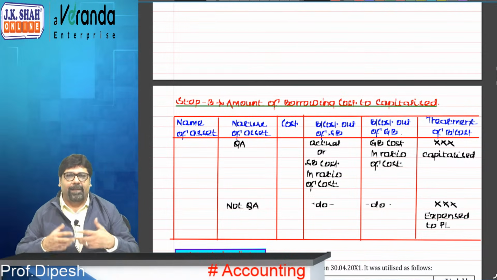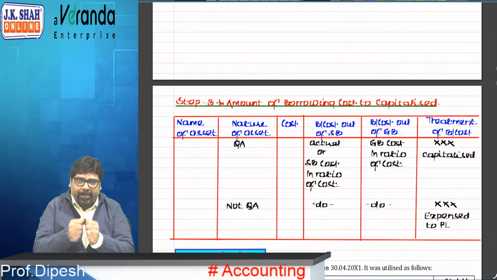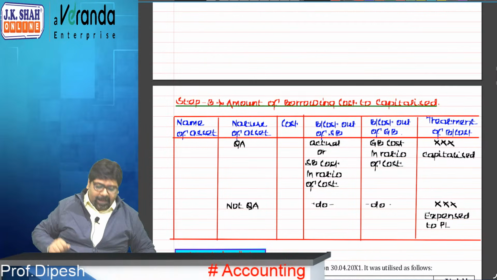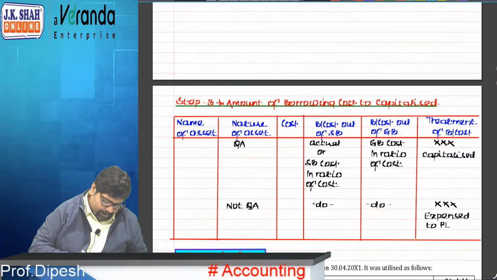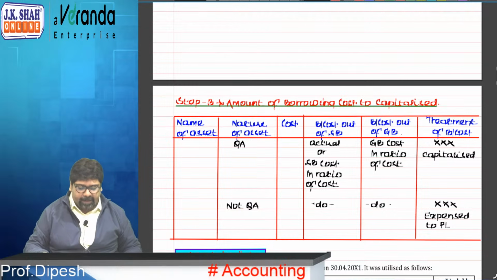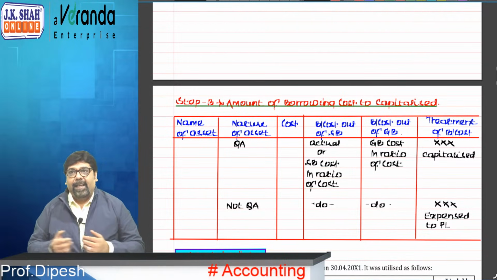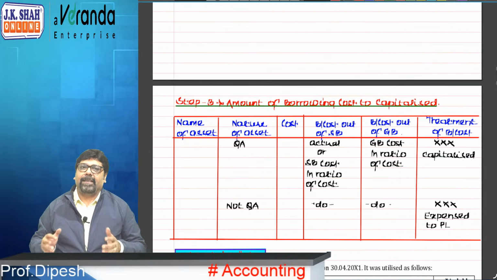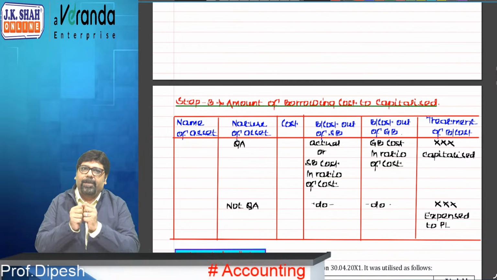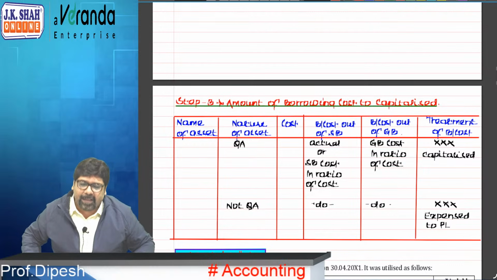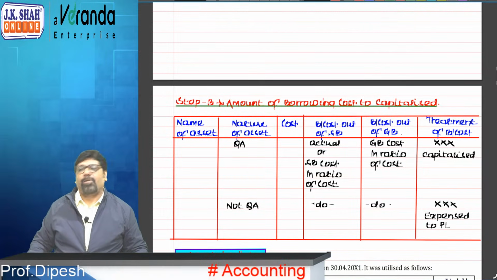If there are more than one asset, general borrowing cost should also be spread on all the assets in the ratio. That will give treatment of borrowing cost. On qualifying asset, it is capitalized. On not qualifying asset, it is transferred to P&L. Acha. So if there are multiple assets, then the total borrowing cost should be spread on all the assets in the ratio of cost. Correct.